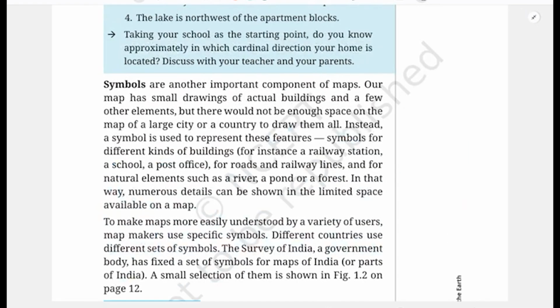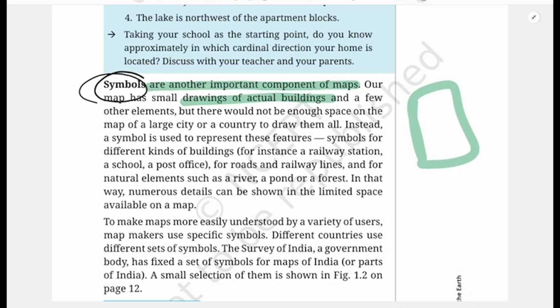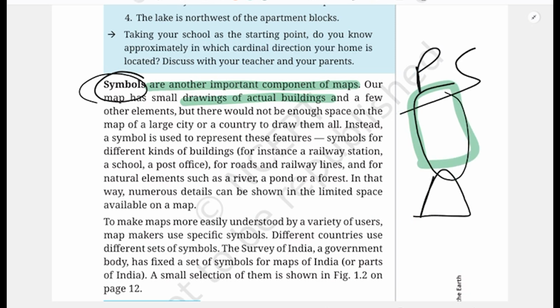Now we'll be studying about symbols. Symbols are another important component of the map. Our maps have small drawings of the actual buildings. We've already understood those in the first map. That is, for a school we have a diagram, for a hospital we have a diagram, for a railway station we have a diagram, for a police station we have a diagram.